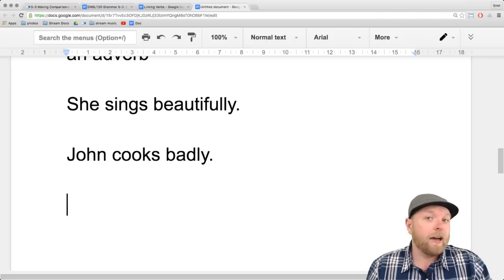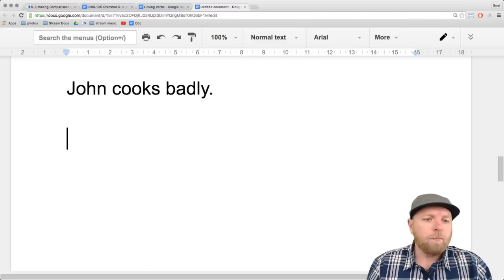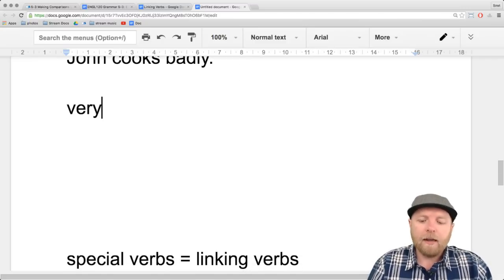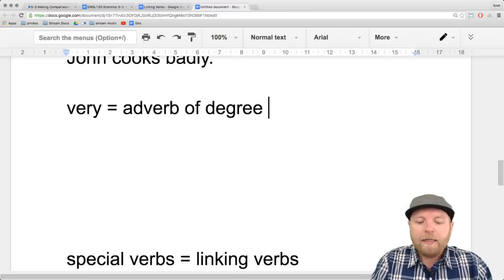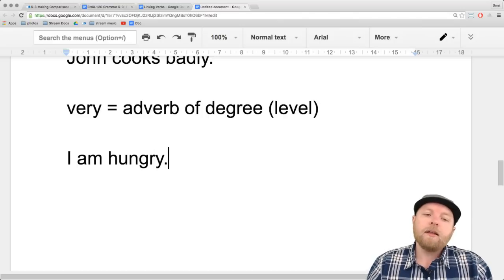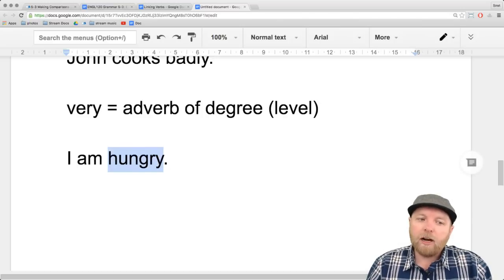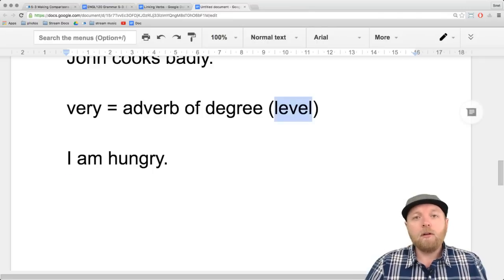Very is also an adverb. It's a different kind of adverb. Paul is asking me, what about very? Well, very is called an adverb of degree. Degree means level. If you want to say, I am hungry, this is an adjective. It's describing I. If you want to give it a level, right?